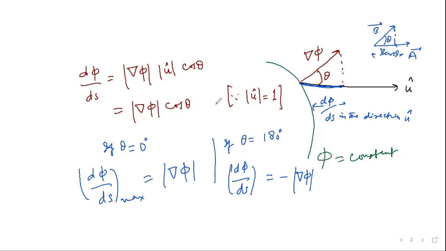I repeat, the largest rate of increase of phi is in the direction of gradient of phi and equal to its magnitude. The largest rate of decrease of phi is opposite to the direction of gradient of phi and in magnitude is equal to the gradient of phi, right? So this is its largest negative value, this is largest positive value. You can write here min also.